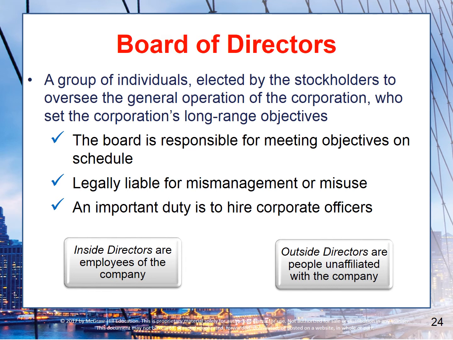Directors can be employees, called inside directors, or people unaffiliated with the company, called outside directors. So inside directors would be those people within the company, your CEOs, your CFO, that are running the company, and then outside directors could be your lawyers, your bankers, and even professors.